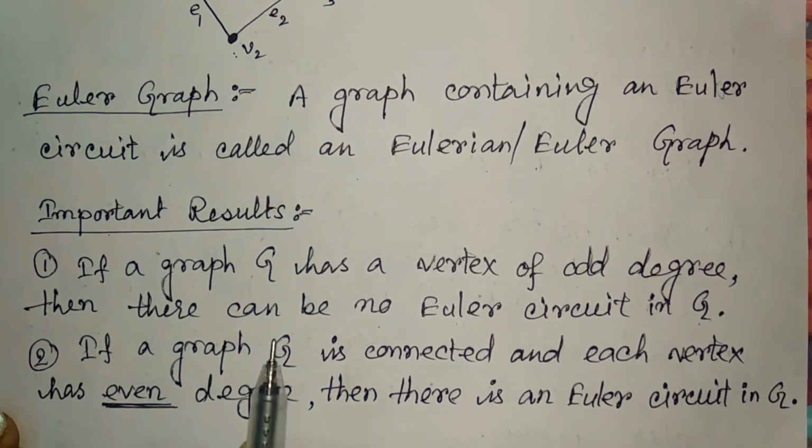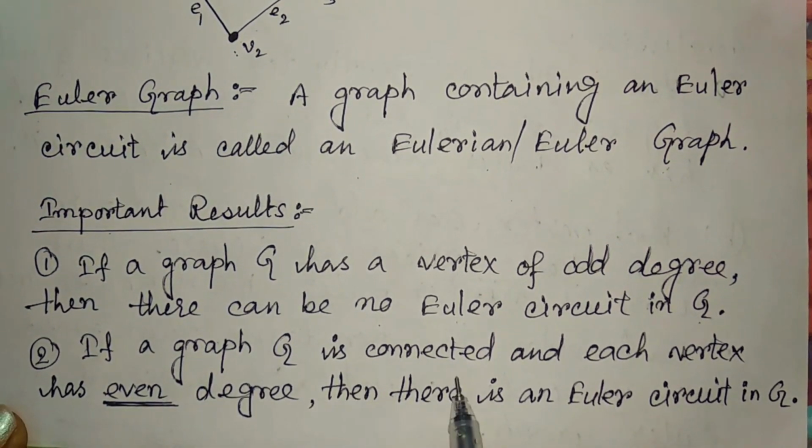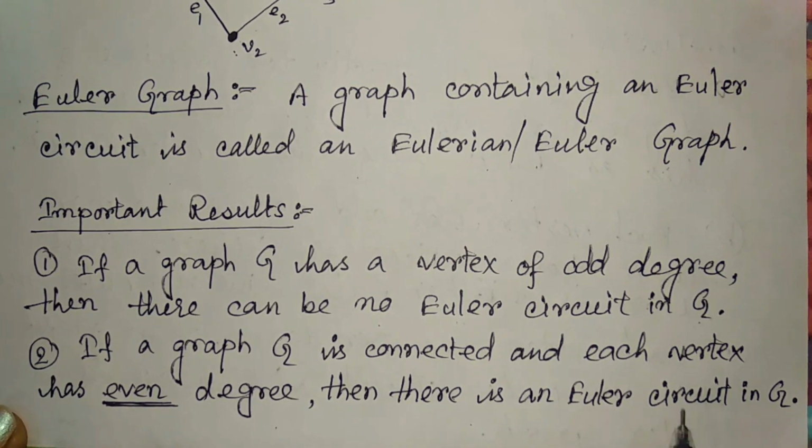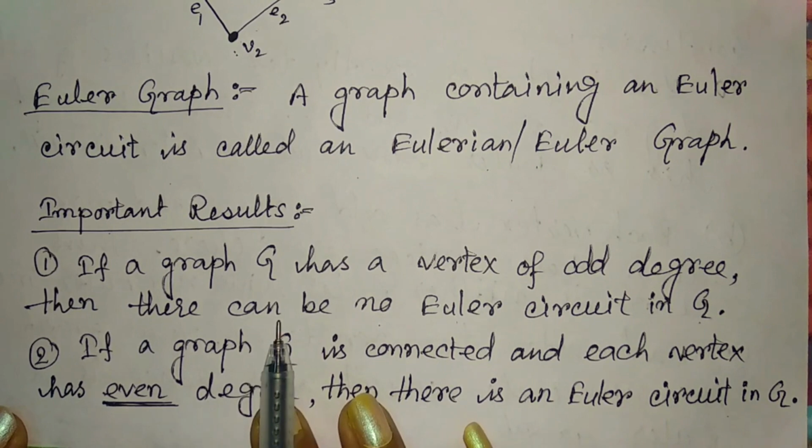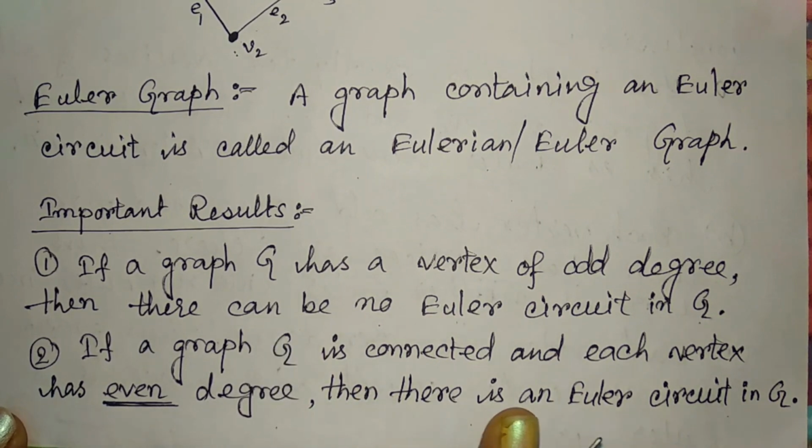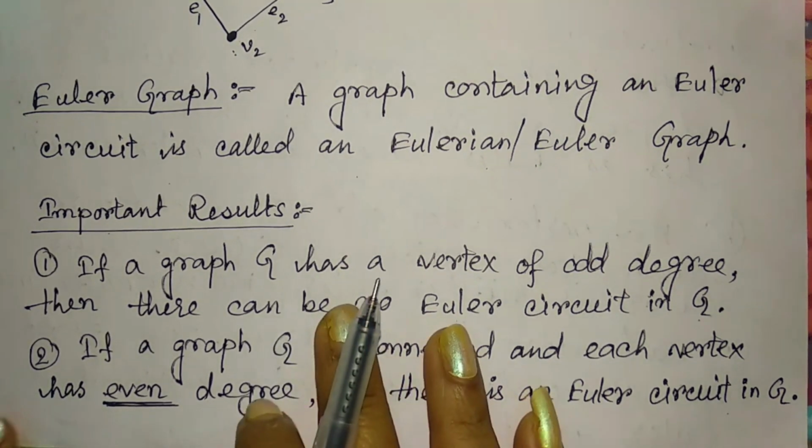If a graph G is connected and each vertex has even degree, then there is an Euler circuit in G. If in a graph all the vertices are even, then it surely contains an Euler circuit.